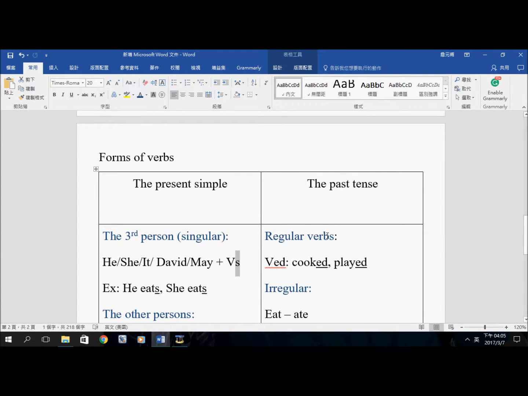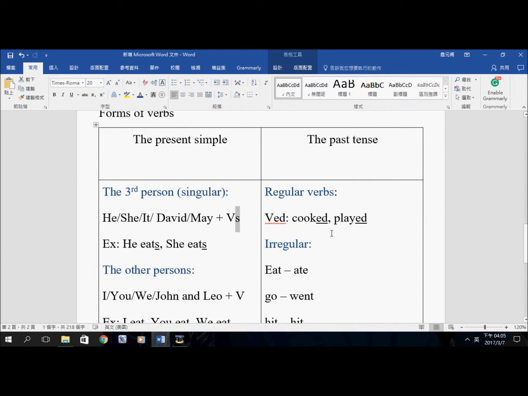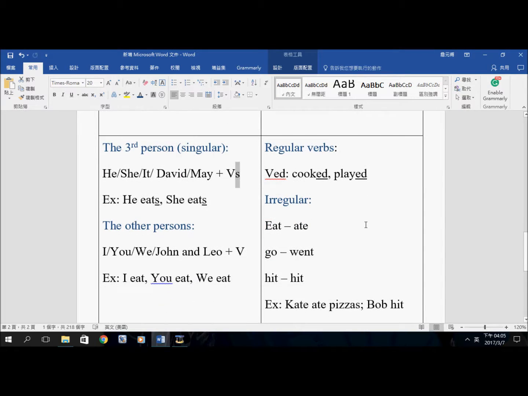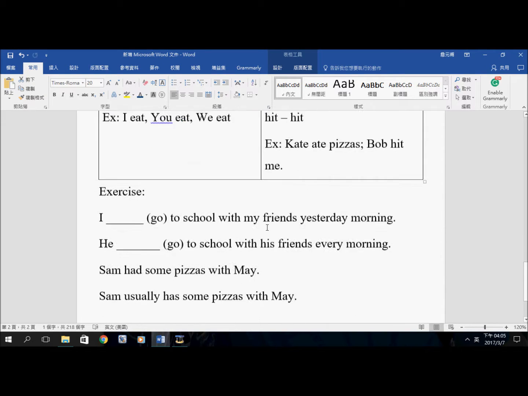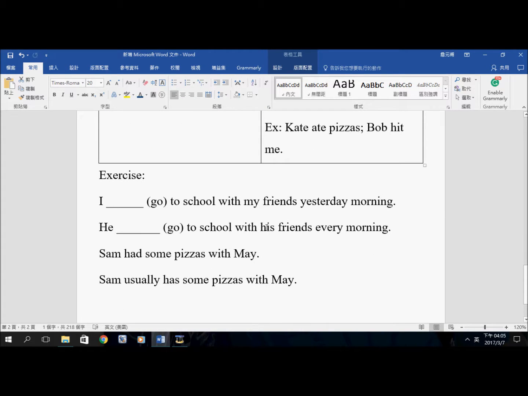As for the past tense, there are two different kinds of verbs, regular verbs and irregular verbs. For the regular verbs, we add ed. Cook, cooked, play, played. Irregular verbs: eat, past tense ate; go, went; hit, hit. So remember these rules that we have learned. And then let's take a look at some of the sentences down below.